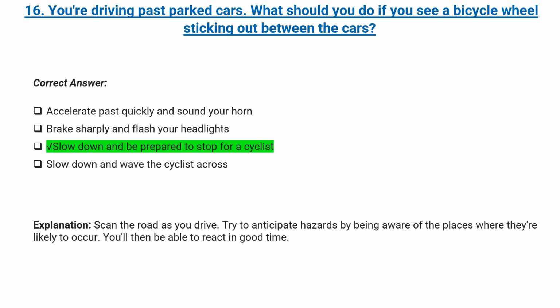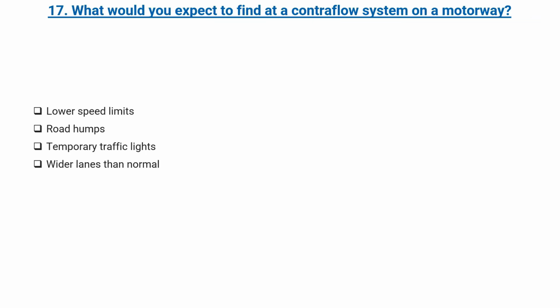Explanation: scan the road as you drive. Try to anticipate hazards by being aware of the places where they're likely to occur. You'll then be able to react in good time.